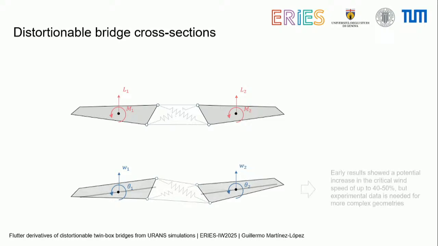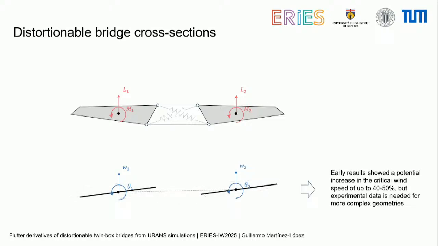But what we did some years ago were early preliminary studies using the analytical flutter derivatives of the flat plate. When we considered each of the boxes as a flat plate, we found that the critical wind speed can increase by up to 40 to 50%, which was really good. So that's encouraging. We want to pursue this idea, but of course this is not worth it if we don't come up with CFD simulations or experimental testing to complement this and find the flutter derivatives of actual cross-sections.